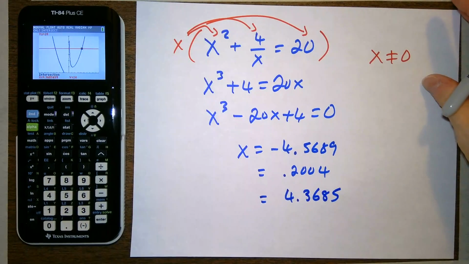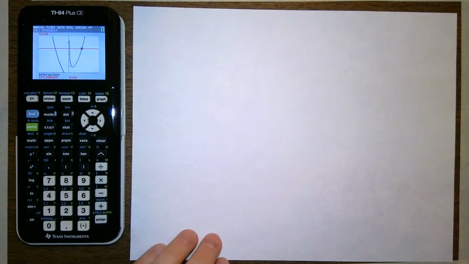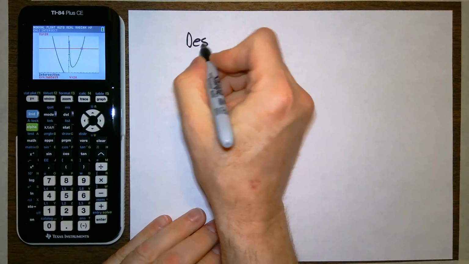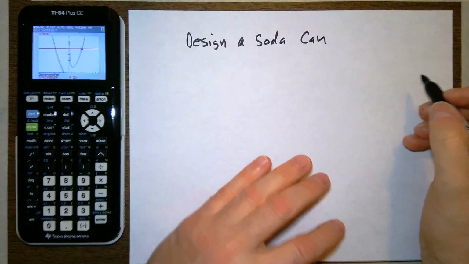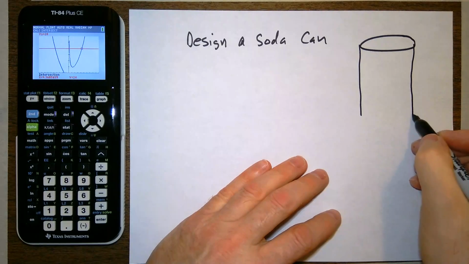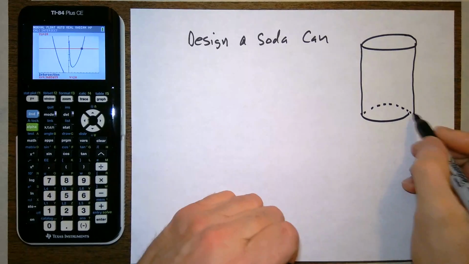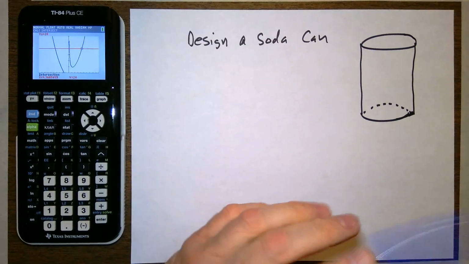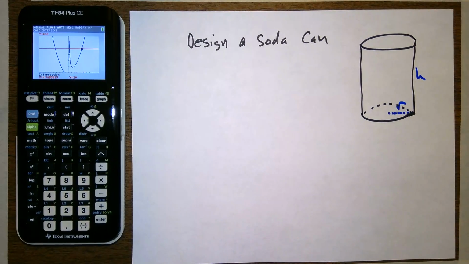All right, let's look at an application of this now. Let's look at an application of solving a rational function or rational equation. And in this problem, suppose I want to design a soda can. And we're going to say that the soda can is cylindrical, a nice, well-behaved cylinder. We know all the formulas for a nice cylinder. The important dimensions of a cylinder, it has two, are the radius and the height.